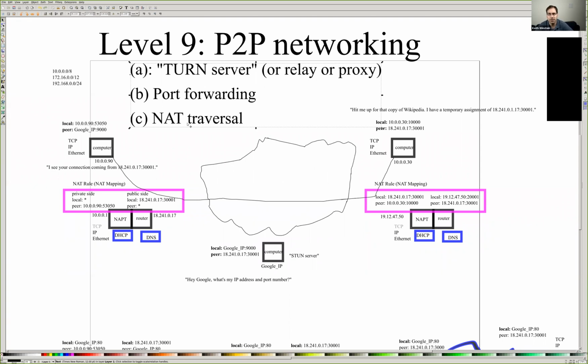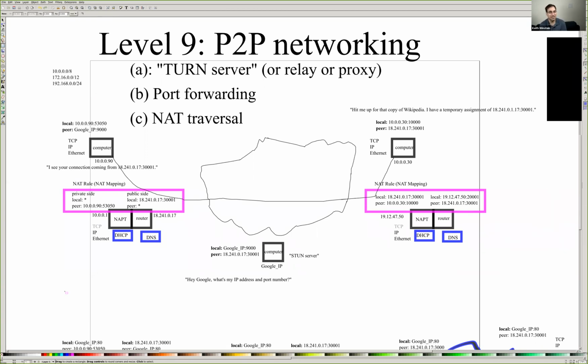All right, let's see some questions. Juan asks, why do we need to ask Google? Why can't the NAT just tell the computer? Well, there's no protocol for the NAT to tell the computer, Juan. The NAT is transparent. It's a transparent proxy. So there's no language for the computer to ask the NAT, like, what are you doing to my packets?